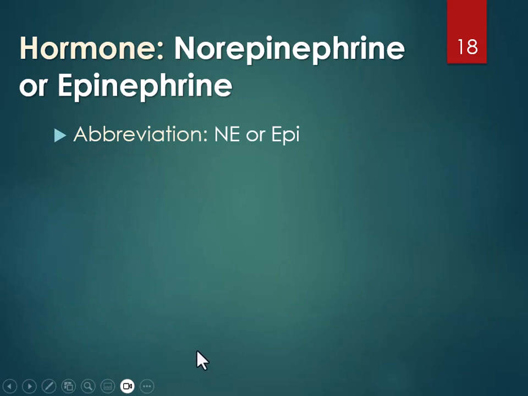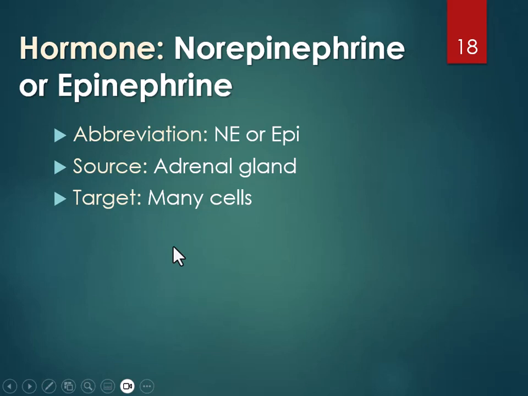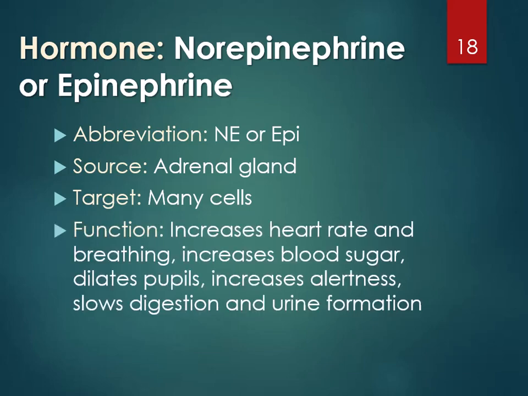Norepinephrine, or epinephrine, and there's only one hydrogen difference, so they can kind of be used interchangeably. Remember, norepinephrine, we've talked about before, it's also a neurotransmitter. It is released from the adrenal gland when you're stressed and has many, many targets. Remember the sympathetic nervous system? It works through this hormone, and it tells your heart to speed up, your breathing rate to speed up. It increases the release of glucose from your liver, dilates your pupils, increases your alertness.